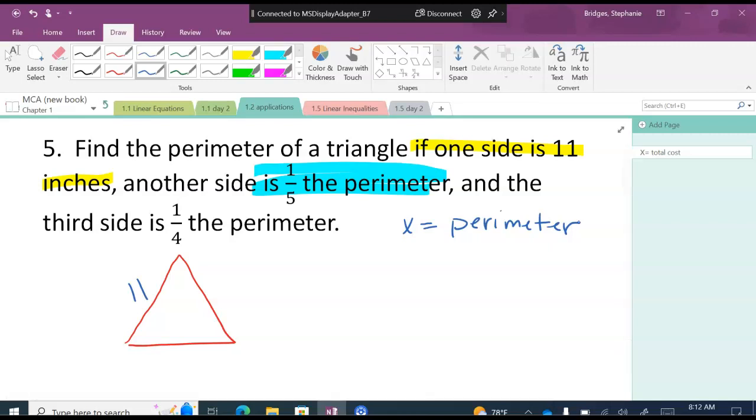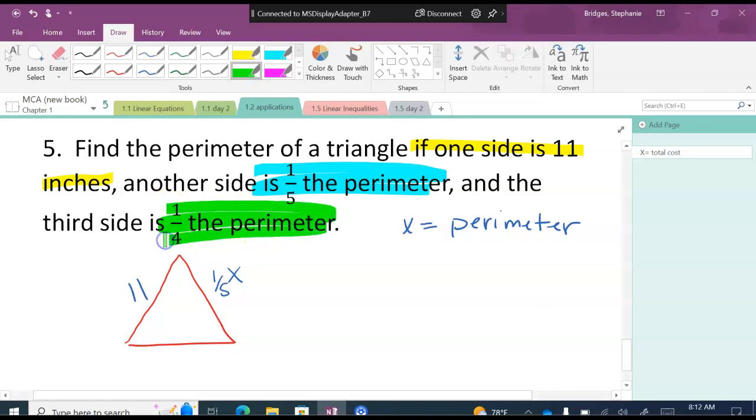How do I represent 1/5 of the perimeter? 1/5 x, yep. And then the third side is 1/4 of the perimeter. So how would I represent that? 1/4 x.